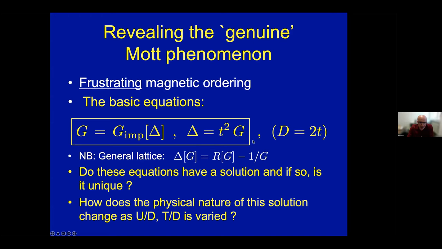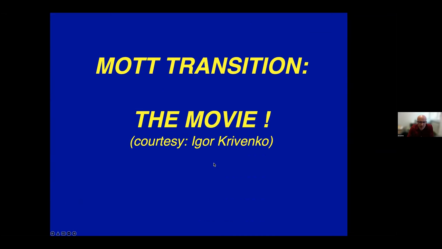And here we've taken a very simple form of it, which corresponds to a semicircular lattice with a semicircular density of states, in which case this self-consistency condition can be expressed just in this way with t, the hopping amplitude. So we have to solve these two equations. And when we do this with this approximate solver, this is what we get.